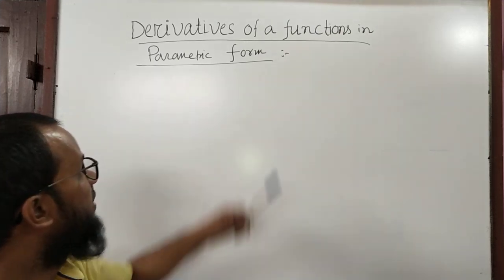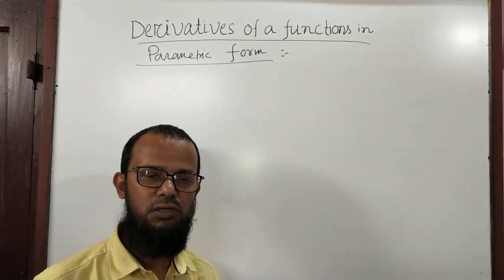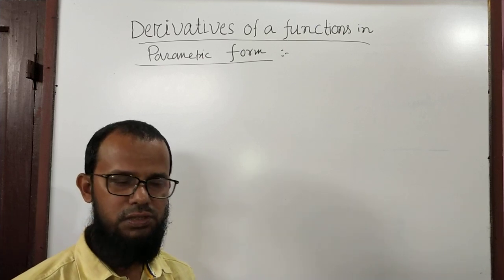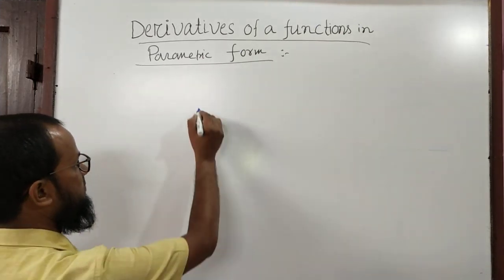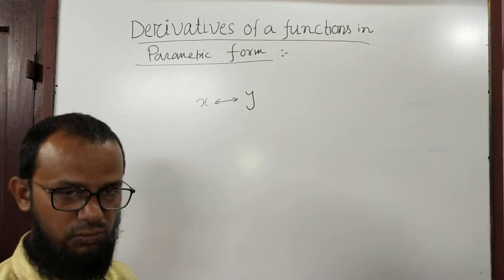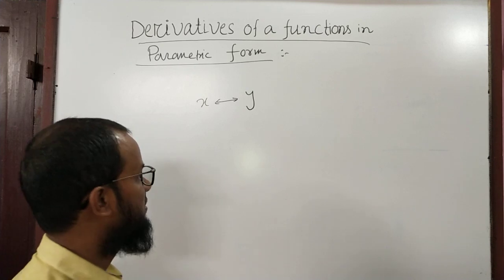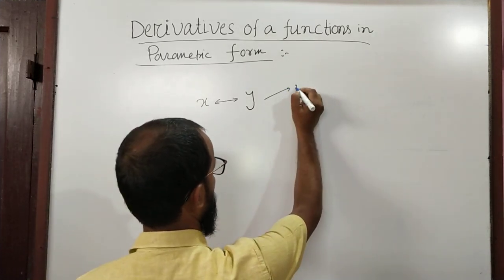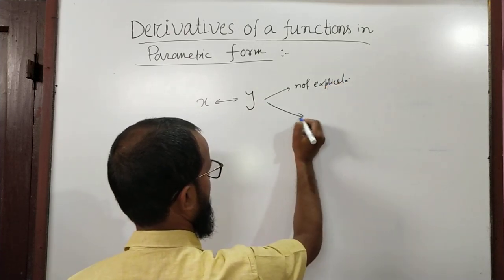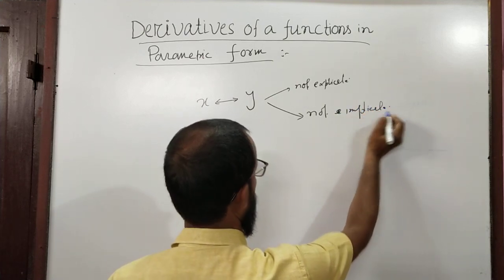Before going to find the derivative of the function in parametric form, first of all we should know what actually the parametric form is. Suppose there are two variables, x and y. To get the relation between x and y, suppose there is no direct relation between x and y; you cannot create relations between x and y. The relation is not explicit or not implicit. There is no such type of relation between x and y.